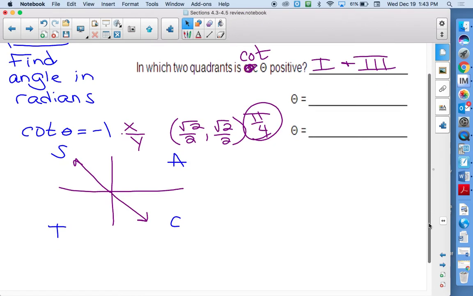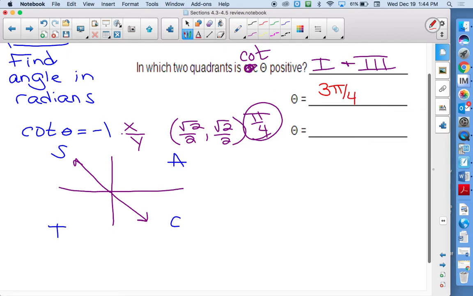So the angle is pi over 4, but we want pi over 4 to be in quadrant 2 because tangent is negative in quadrant 2. We want pi over 4 to be in quadrant 4 because tangent is negative in quadrant 4. So what is your pi over 4 angle in the second quadrant? Yeah, 3 pi over 4.